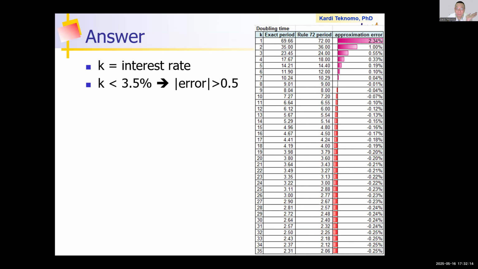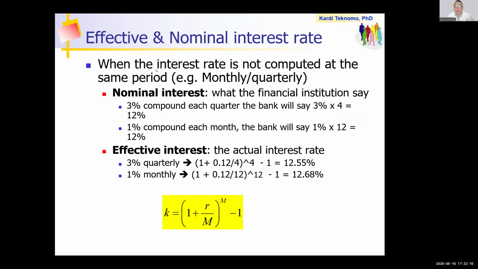Next term is about effective and nominal interest rate. Sometimes the bank or financial institution will put a simplified version. The jargon is nominal interest. For example, they will say 3% compounded each quarter. So the bank will say something like this: 3% compounded each quarter, they will say 3% times 4, which is 12%.